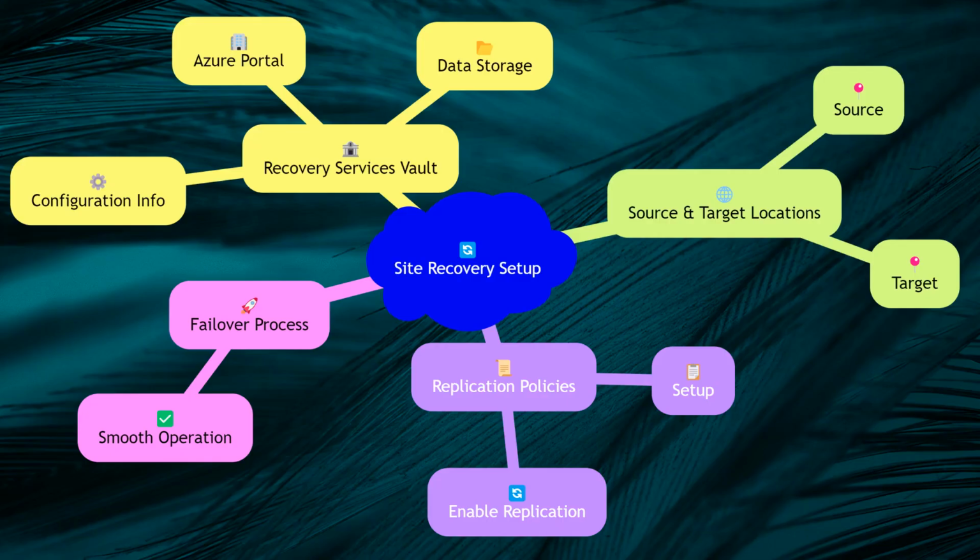To set up site recovery, you first need to create a Recovery Services Vault in the Azure portal. This vault is a storage entity that houses the data and configuration information for VMs, workloads, and servers. Once the vault is created, you can configure the source and target locations, set up replication policies, and enable replication for your VMs. This initial setup is crucial for ensuring that your failover process runs smoothly.